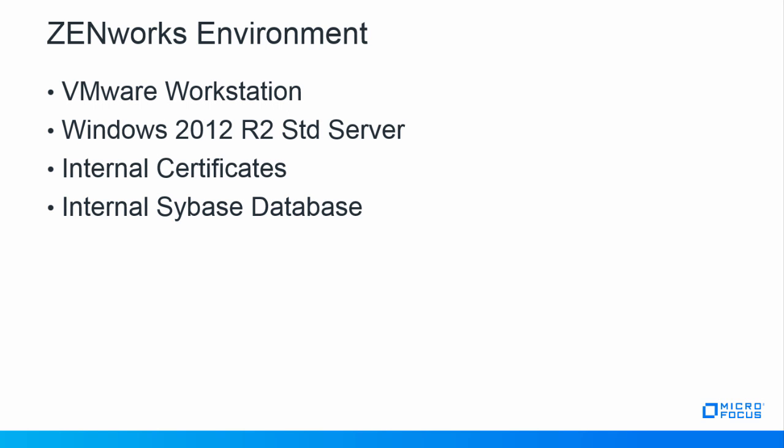Our ZENworks environment is a VMware Workstation, which is a Windows 2012 R2 standard server, with internal certificates and an internal Sybase database. We're installing on Windows 2012 R2 standard server because ZENworks 2017 has just been released. We want to be able to upgrade without upgrading the Windows OS.